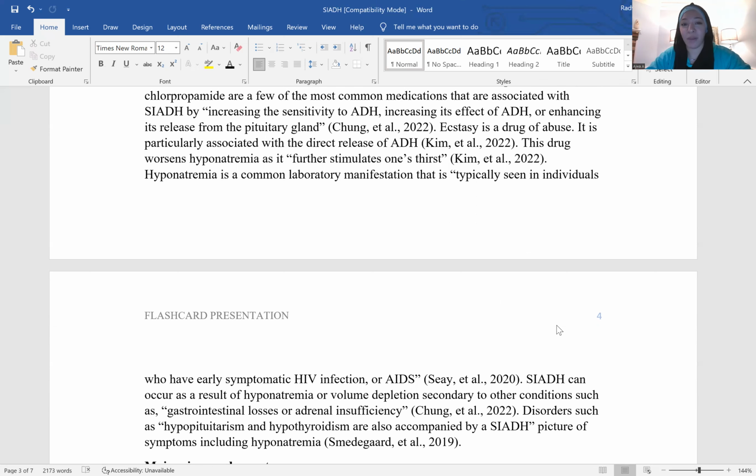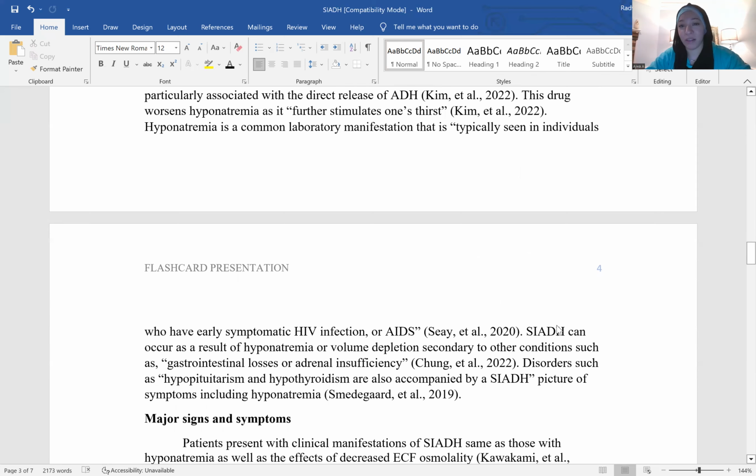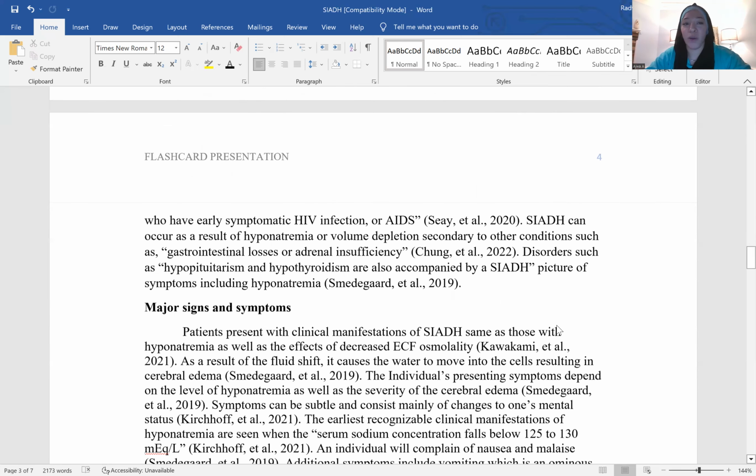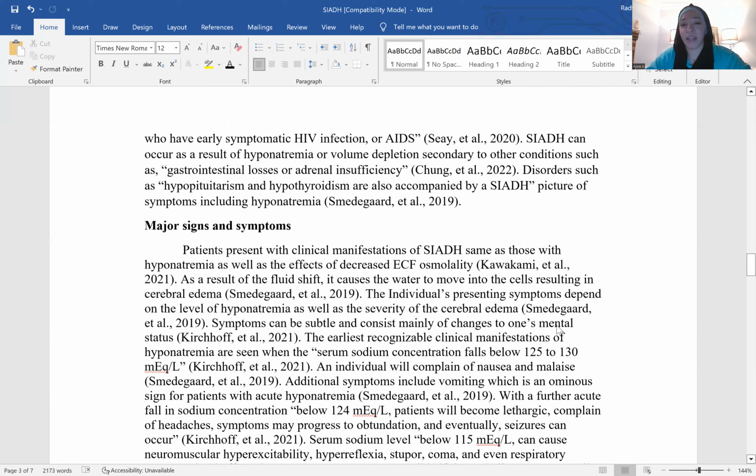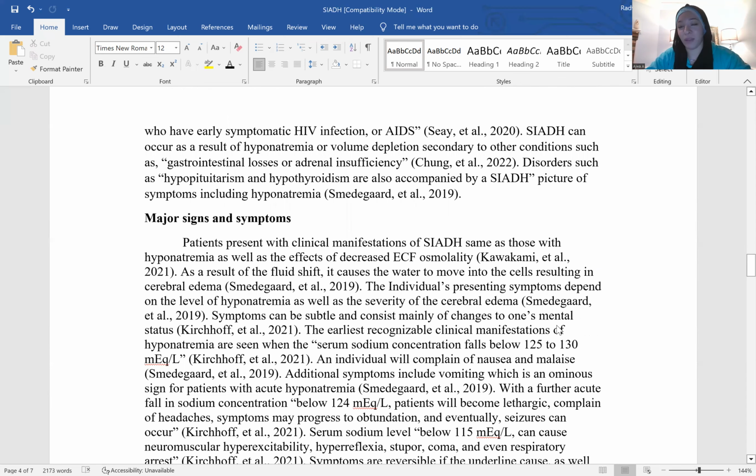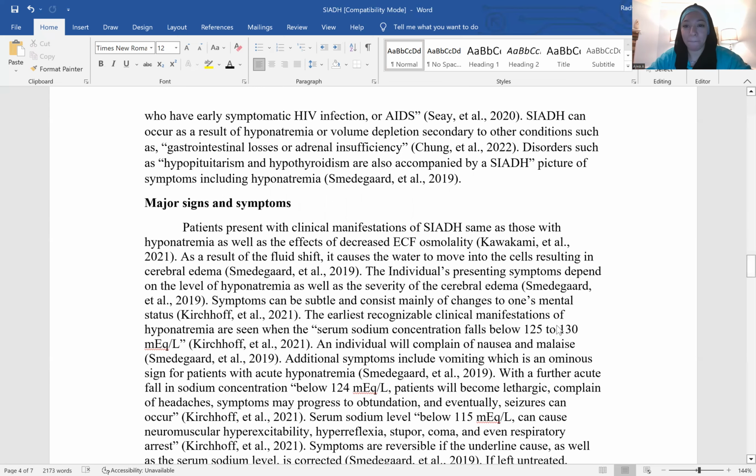Hyponatremia is a common laboratory manifestation that is typically seen in individuals who have early symptomatic HIV infections or AIDS. SIADH can occur as a result of hyponatremia or volume depletion, secondary to other conditions such as GI losses or adrenal insufficiency. Disorders such as hypopituitarism and hypothyroidism are also accompanied by SIADH.